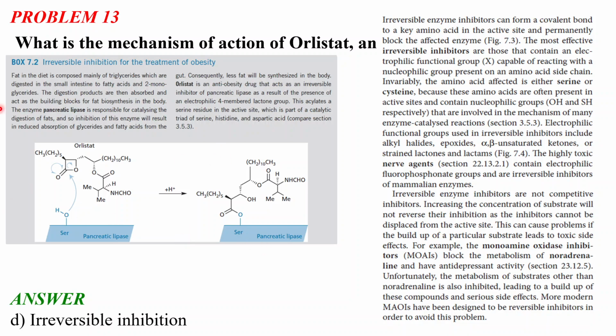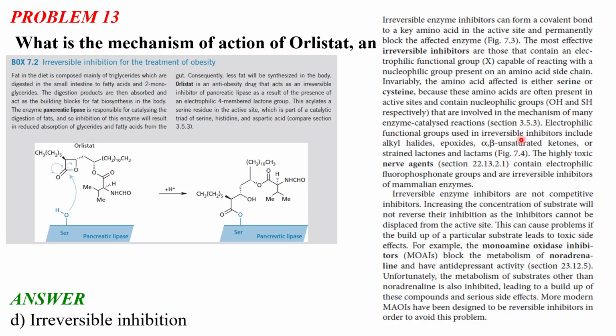So this is an example of irreversible inhibition. Irreversible enzyme inhibitors can form a covalent bond to the key amino acid of the active site and permanently block the affected enzyme. The most effective irreversible inhibitors are those that contain an electrophilic functional group capable of reacting with the nucleophilic group of the amino acid side chain. Invariably, the amino acid affected is either serine or cysteine, because these amino acids are often present in active sites and contain nucleophilic groups like OH and SH respectively that are involved in the mechanism of many enzyme catalyzed reactions.